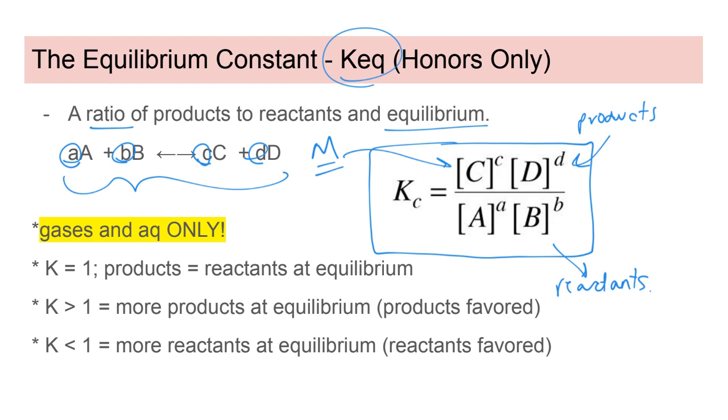And so also, it's going to be important for us to know when we actually do that calculation, if we get K values that are equal to 1, then the products and the reactants are equal to each other at equilibrium. If K is greater than 1, it means there's more products at equilibrium, or sometimes we call that being product favored. If K is less than 1, then we have more reactants at equilibrium. So let's go ahead and do a quick example.